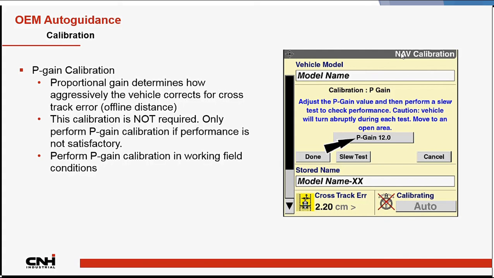Only perform P gain calibration if performance is not satisfactory, and you always have to do it in working field conditions. It's not going to do you any good when you're on like the road or on hard packed ground versus when you're going to be, say, in muddy muck. It's going to totally be different. This is more of a tune and not really calibration.